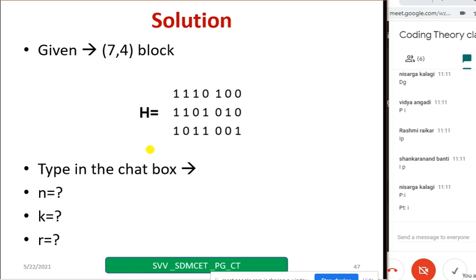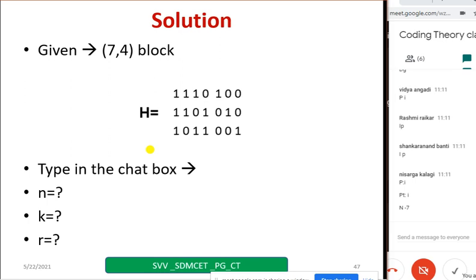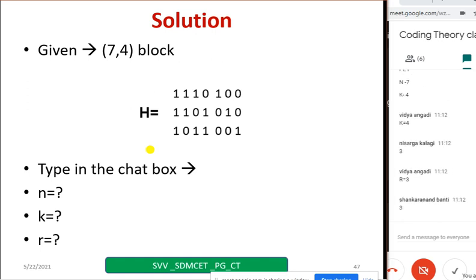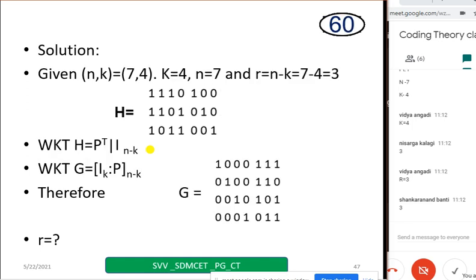And now from this, can you say what is N equal to, K equal to, R equal to? I want you to type in the chat box N equal to, K equal to, R equal to. N equal to 7, correct, Nisarga. And K equal to 4, this is also correct. And R equal to is nothing but N minus K, which is 3. Vidya has typed, Nisarga and Shankaranand are also typing R equal to 3. All are correct answers. So this is the same thing what you have told.